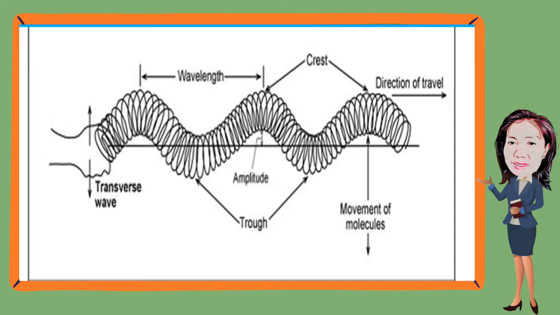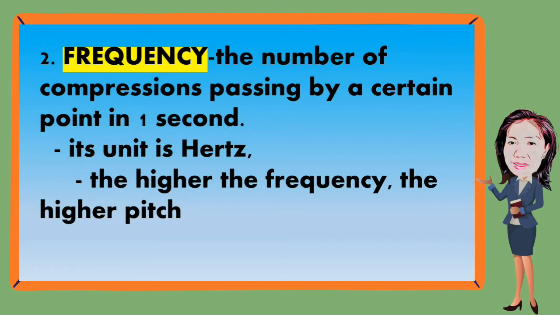Dito naman sa transverse wave, so ganun po rin, the number of crests passing through a certain point in a certain time. Okay, so ganyan. Or pwede din trough. So that is what we call as frequency. And the unit of frequency is Hertz. And the higher the frequency, the higher the pitch.